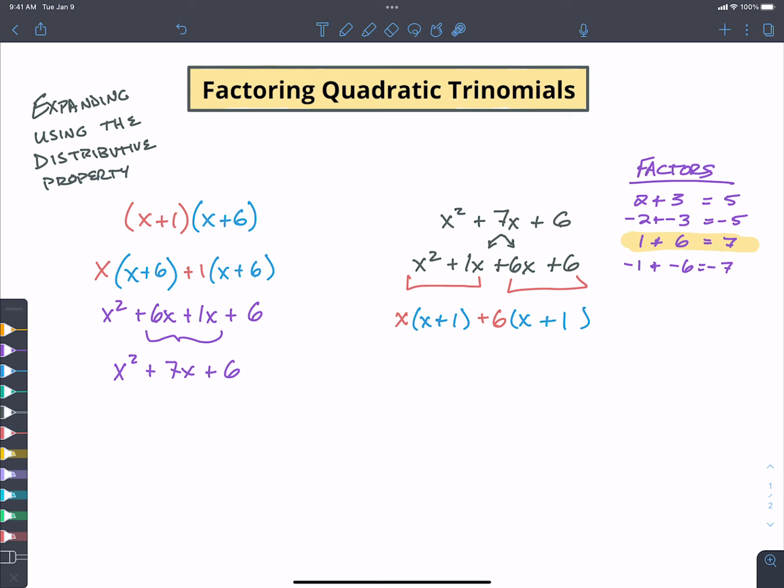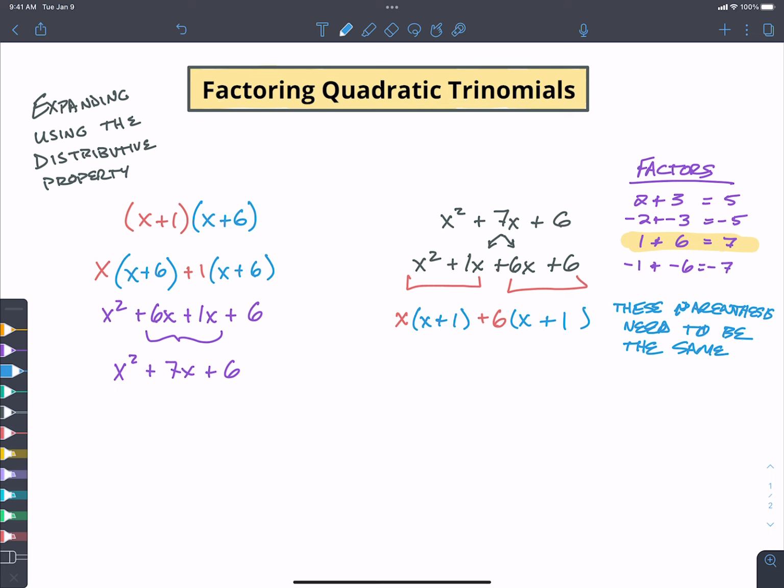Now here's your first check. If these two things are exactly the same, then you know you've done it right. Let's say these parentheses need to be the same. If they're not the same, then something isn't right. You haven't factored properly.